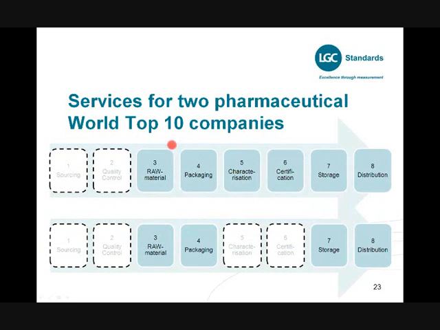So you can see here two examples of what we do for two of the world's top 10 pharmaceutical companies. The one company here, the upper company, is sourcing and doing an initial quality control on their own, and then they provide to us their raw material, as we call it, and we characterize it and certify it and then package it. Sometimes we package it even before we do characterization and certification. Sometimes we do that before, store the material in bulk, and then if an internal customer from one of those companies is ordering, we package and distribute those materials.